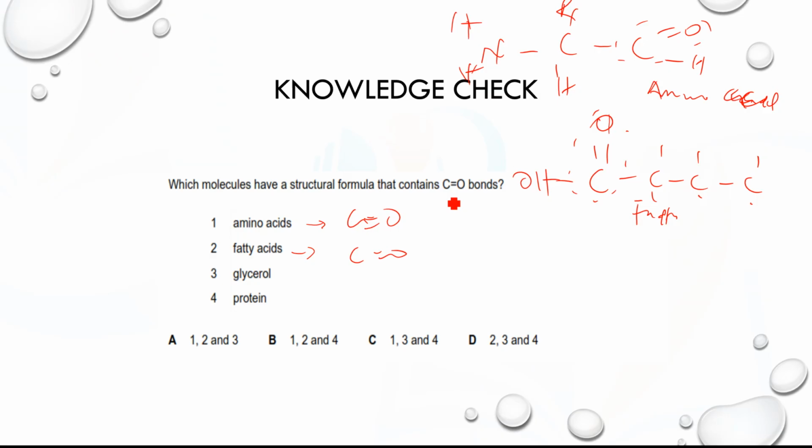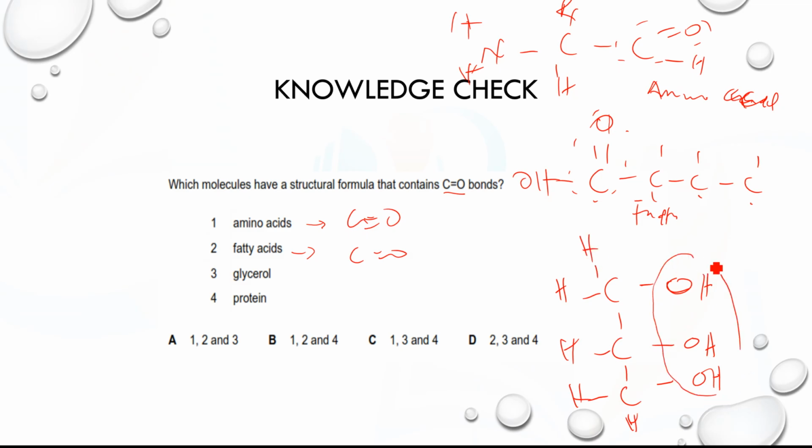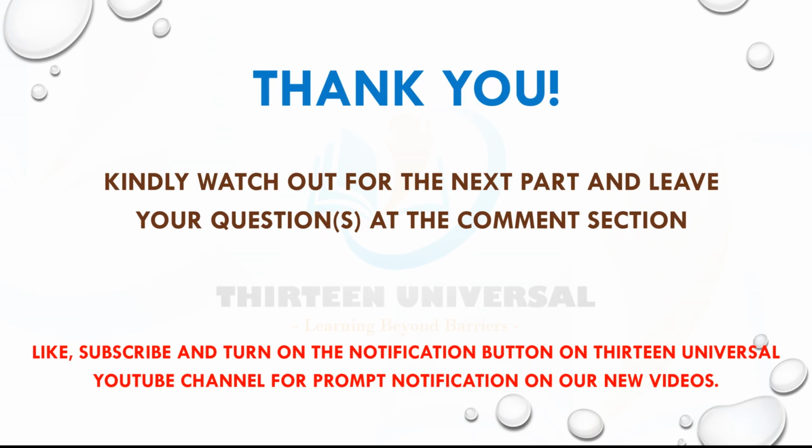Glycerol, does it have a CO group? Nope. Remember glycerol from part 2 of this biological molecules series. It has three hydroxy groups, so there's no CO group there. So this is out. Now, protein contains amino acids, and amino acids have a CO group, so protein is there. So 1, 2, and 4. So B.